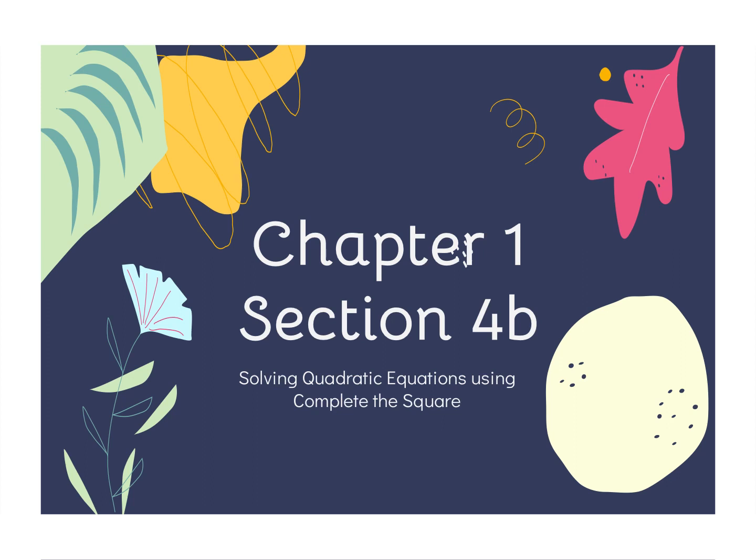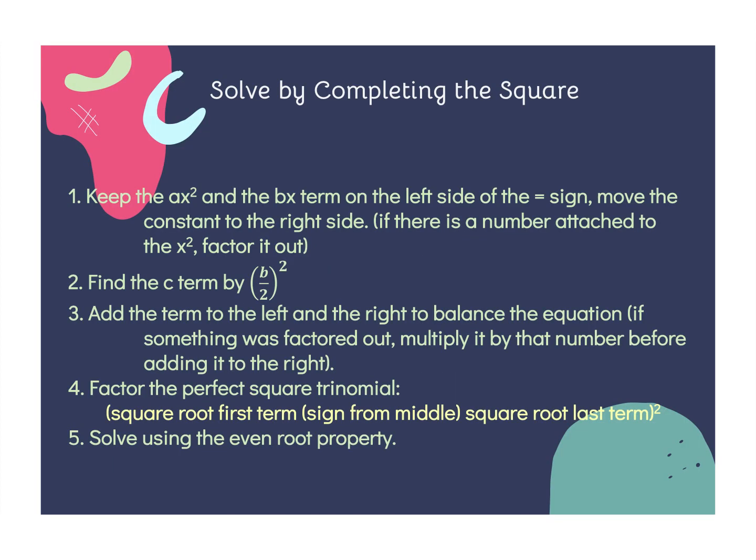So today we're going to cover Chapter 1, Section 4B, and we're going to learn how to solve quadratic equations using completing the square. So these are the steps. What we're going to do is keep the ax squared and the bx term on the left side of the equal sign. So remember, we're moving the constant to the other side of the equal sign.